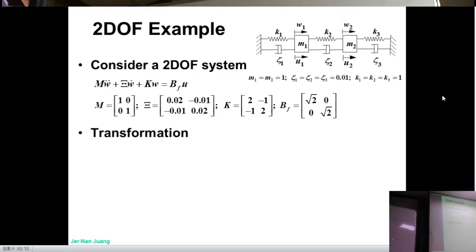So I have a transformation, for example, like here, and then I have an M that happens to be just the identity, 1 0 0 1. You see that? And then zeta equals 0.02, minus 0.01, 0.01, 0.02. And then I have 2, minus 1, minus 1, 2. That's my K, and that corresponds to this figure there. You have M1 equal to M2 equal to 1, Z1 equal to Z2 equal to Z3 equal to 0.01, and K1, K2, K3 equal to 1.